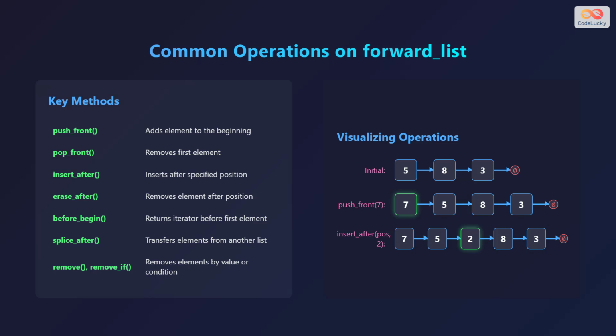On the right, we have a visualization of these operations. The initial list contains the values 5, 8, and 3. After performing a push_front operation with the value 7, the list becomes 7, 5, 8, and 3. Lastly, insert_after inserts the value 2 after 5, resulting in the list 7, 5, 2, 8, and 3.